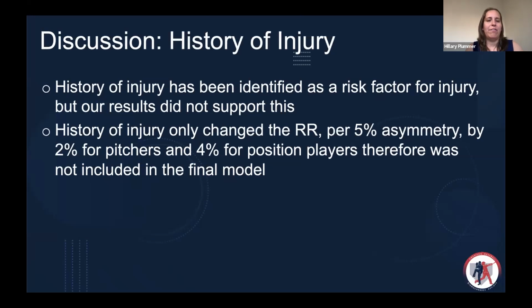Of interest to note, I did want to bring up history of injury, because in typical injury models, this is a variable that's often significant, but we did not really see that in our results. History of injury only changed the risk ratio per 5% asymmetry by 2% for pitchers and 4% for position players. Therefore, we did not include that in the final model, but I wanted to present that data because I know that's something people will ask about pretty frequently.